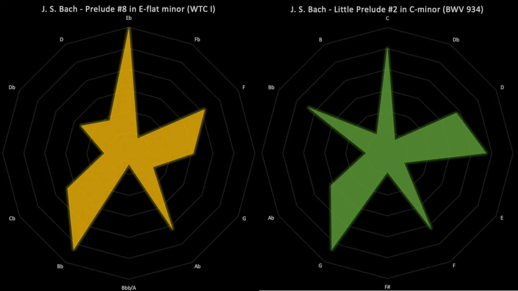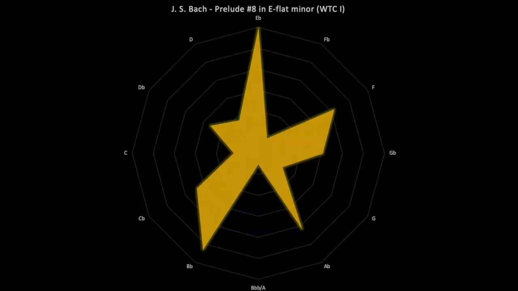I'm going to split screen and show you at the same time the E flat minor prelude alongside the C minor prelude. And so you can see Bach uses a lot of certain notes of the scale and less of other notes. So let's go back to the E flat minor prelude, number 8. There it is, like a dartboard.